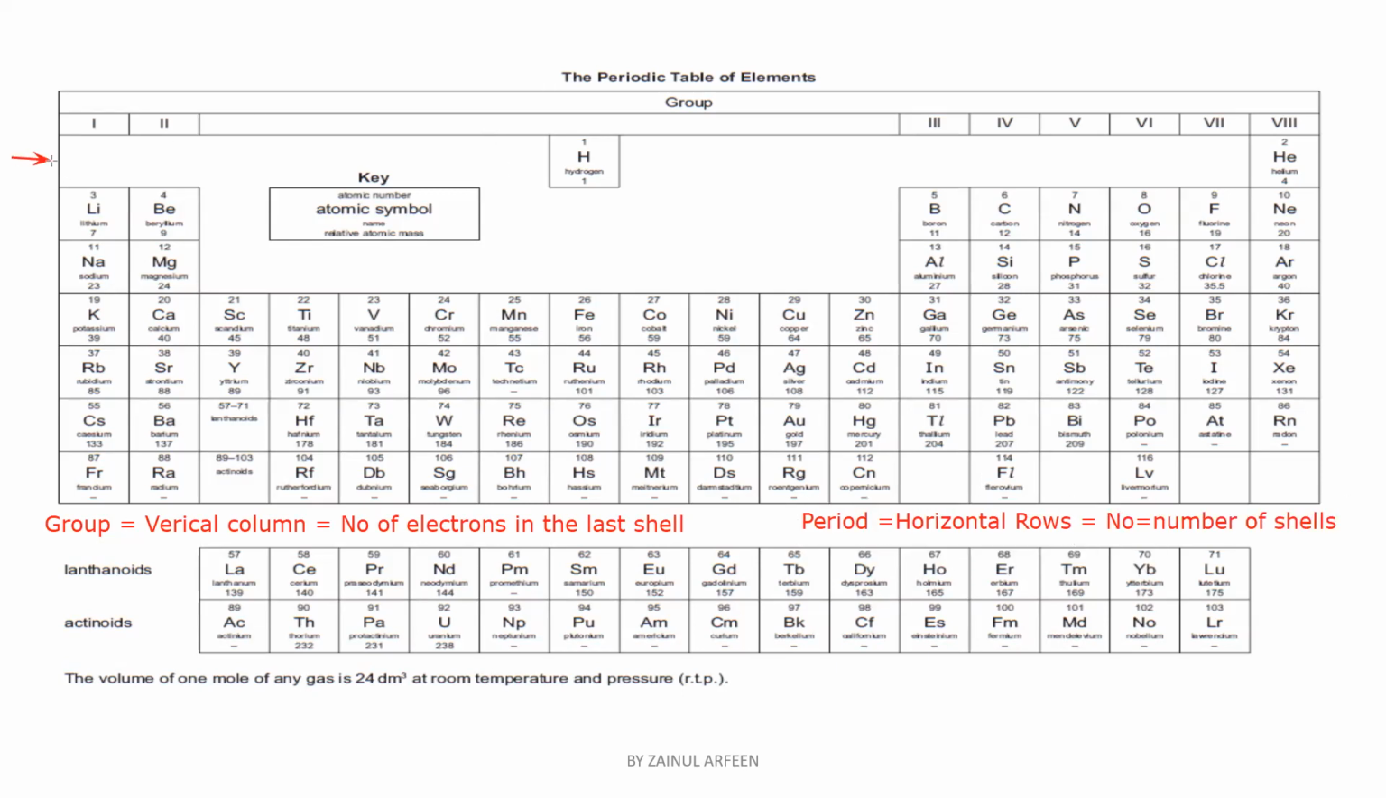And this is period 1, period 2, 3, 4, 5, 6, and 7. So we basically have 7 periods. And we have a total of 8 groups. You can see the Roman numerals written: group 1, group 2, group 3, group 4, group 5, group 6, group 7, and group 8.